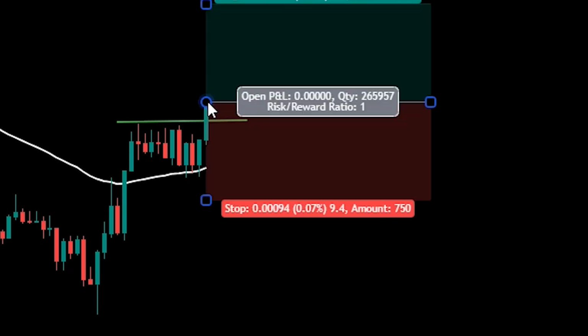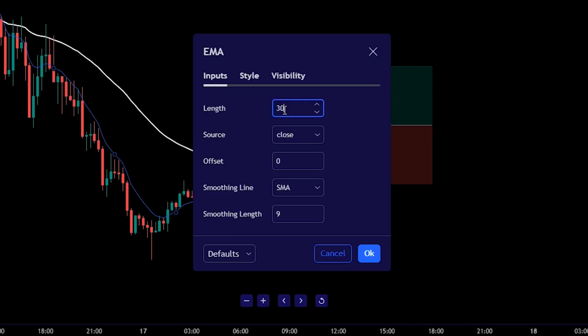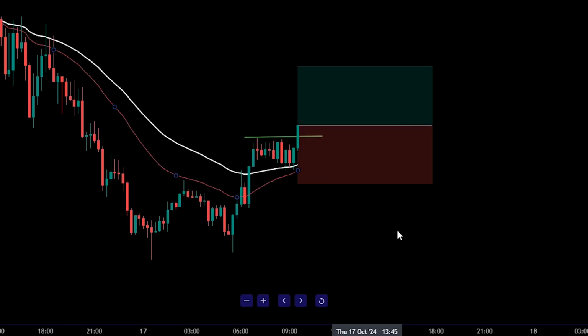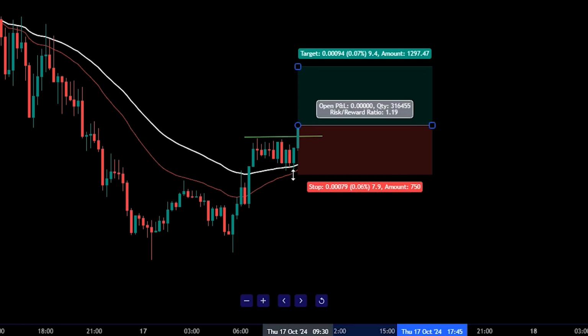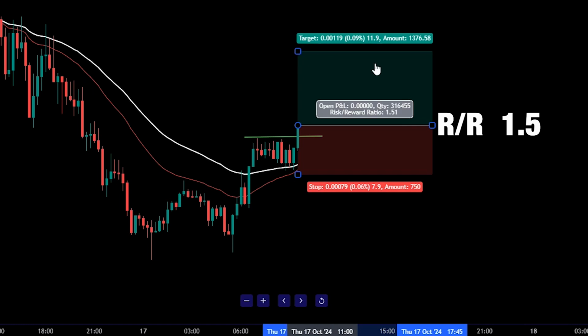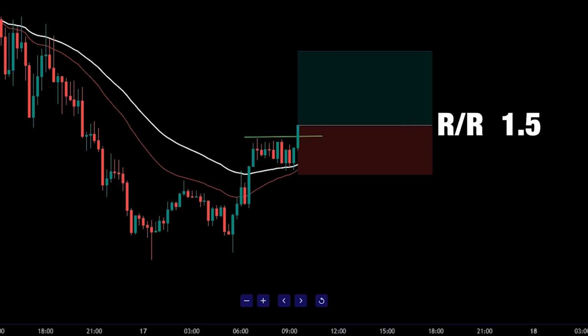However, even if these conditions are fully met, there is no guarantee of a successful trade. For this reason, we must set a stop loss to manage our risk. To do this, we use another EMA with a setting of 30 and place the stop loss below the EMA. Our take profit in this strategy is set at a risk-to-reward ratio of 1.5 to 1.